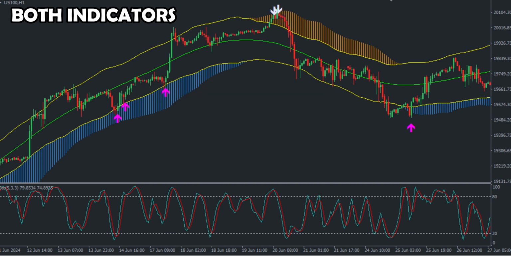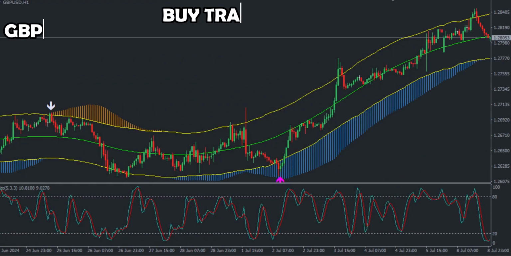Alright guys, now let's look at some illustrations. We shall begin with the buy trade. This is a GBP USD chart and this is the H1 time frame. But remember, we say these indicators will work on any time frame. But for this scenario, we shall be using the H1 time frame.